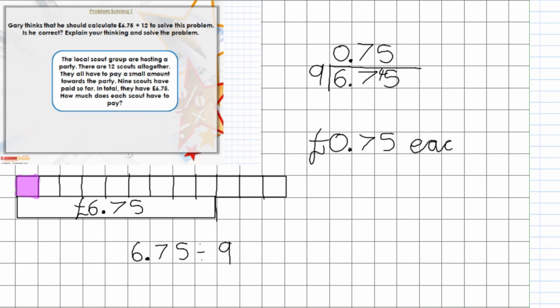So what Gary has done wrong is he's not read the word problem properly, and he's assumed that he's got to just share the price between 12, but actually the £6.75 is just once 9 scouts have paid. So we're not dividing by 12, we're dividing by 9. So that shows you how Gary could have used a bar model to avoid making that mistake.